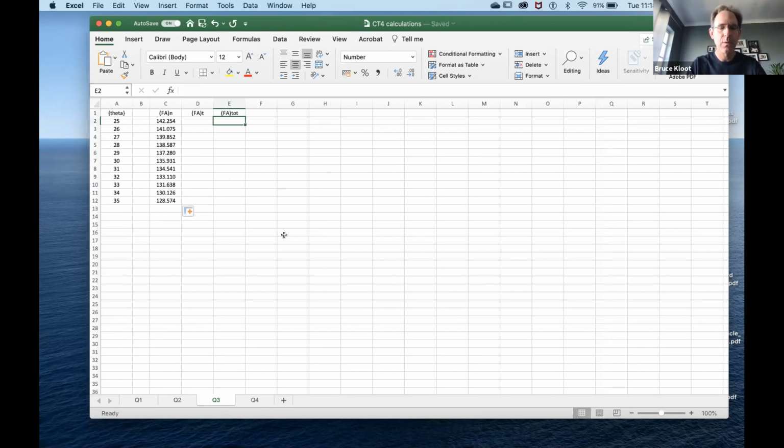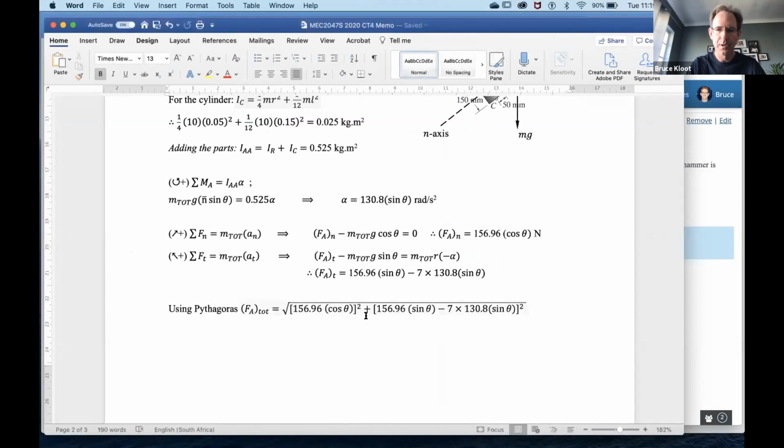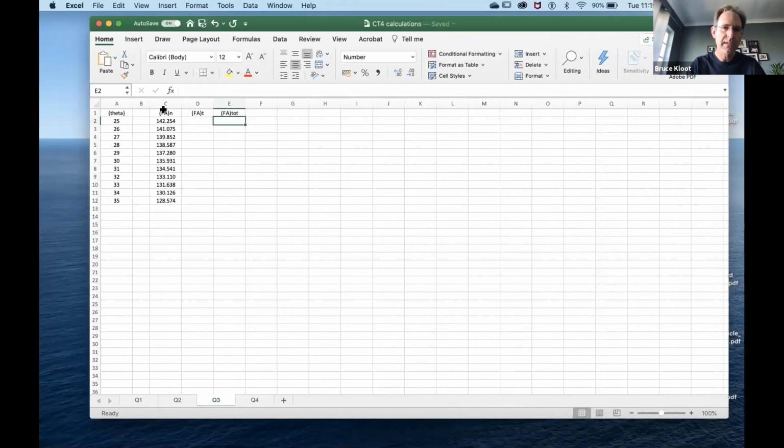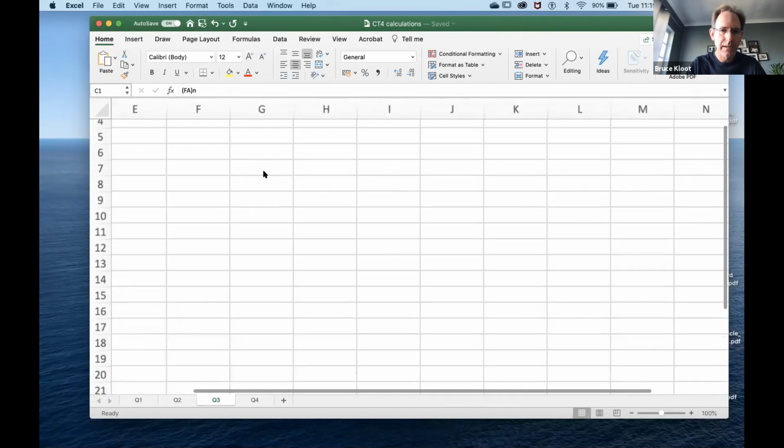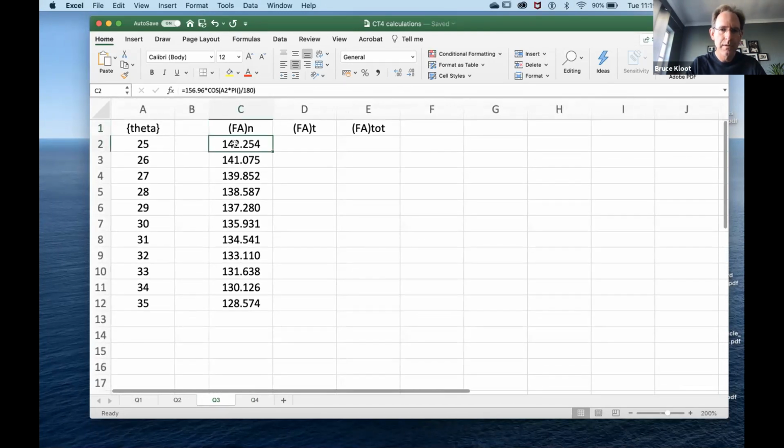And I find it's quite useful to use Excel before I put it into the calculated question, because the syntax is pretty much the same. So let's just take this quite straightforward one. Here's the force at A normal, and I've calculated it to be 156,96 cos theta. So here's my force at A. Shall I enlarge that a bit? Normal. And there's the Excel formula for it.